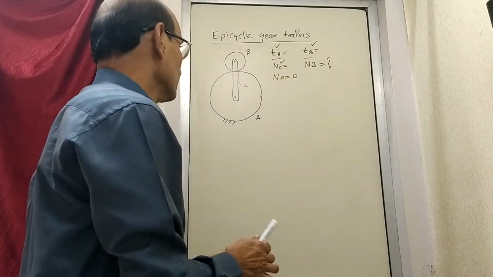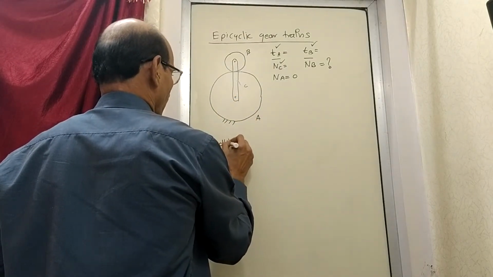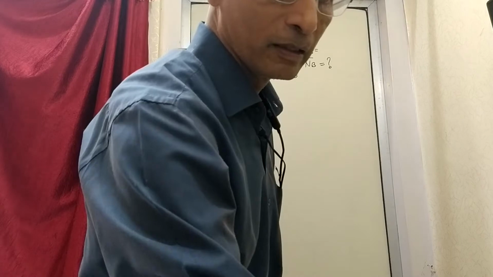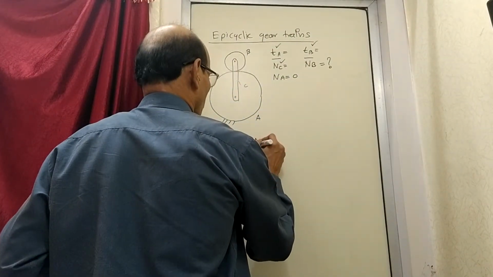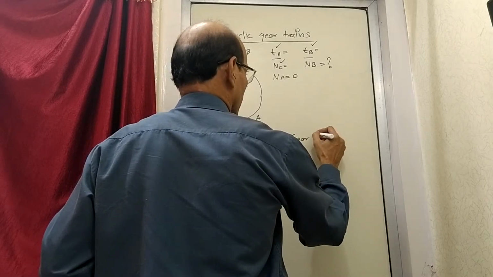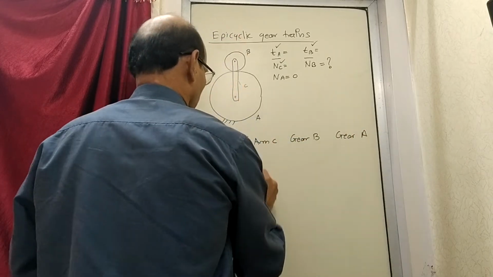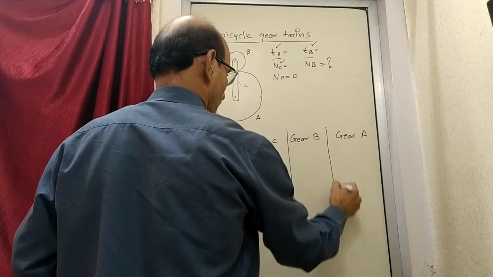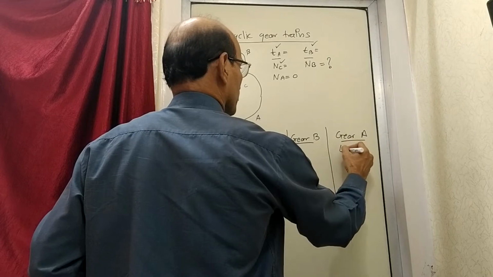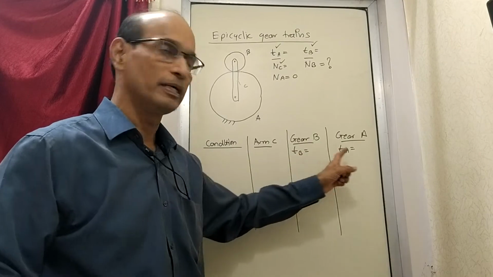Now for doing this, the procedure goes like this. We have to prepare a table like this. First is the condition, then we write the gears that are involved. So arm C, gear B, and then there is gear A. Now teeth of B I'll write here. Here it is teeth of A. The values, if given, you have to use them. Right now there are no values. I am just writing TB and TA.